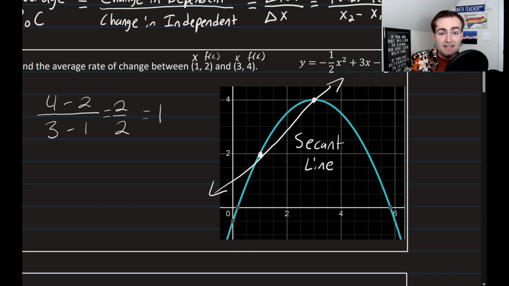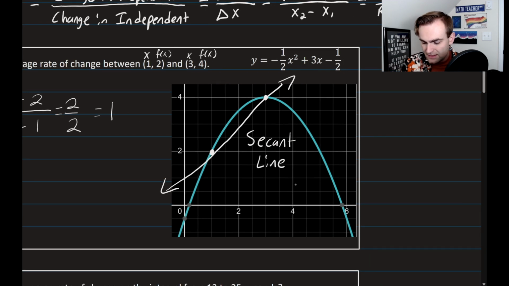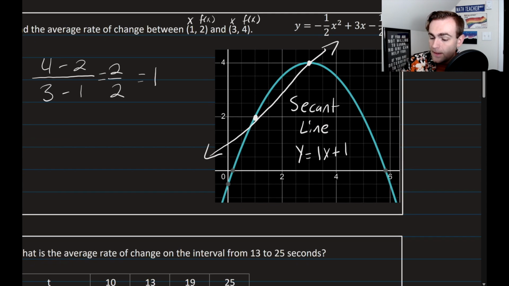So a secant line is a line that occurs from 2 points on a curve. The average rate of change between those 2 points is the slope of that line. In this case, the slope of the line is 1. The line itself would actually be y equals 1x plus 1, because it has a y-intercept of 1 as well.